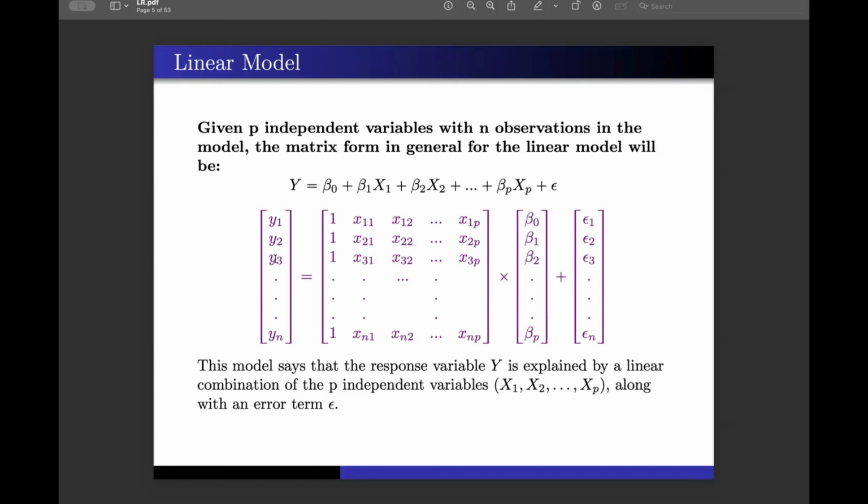Now, to turn it into a proper linear regression model, we need to make some assumptions on the error term. In this video, we are going to see what those assumptions are and what the consequences of those assumptions are on this dependent variable y.